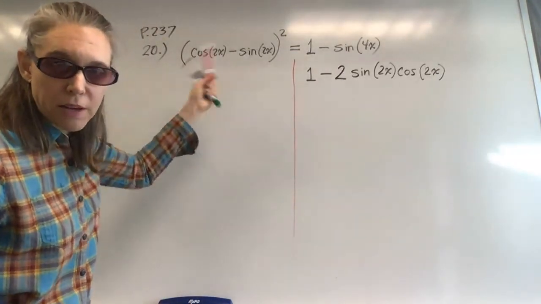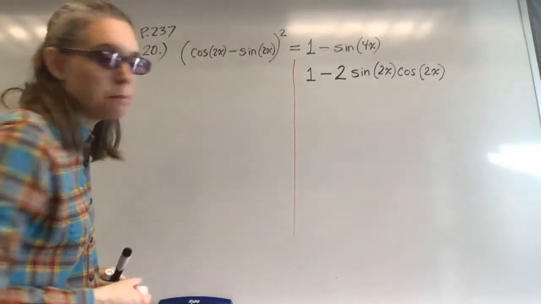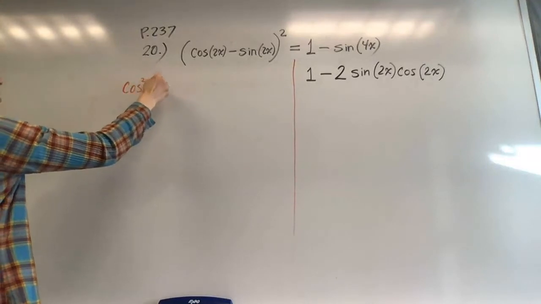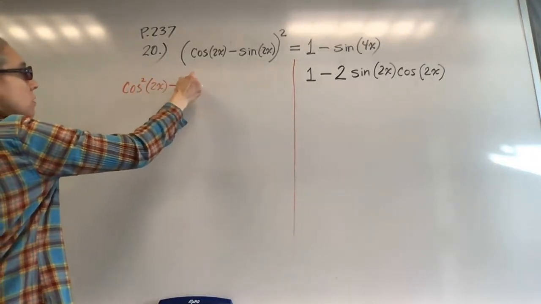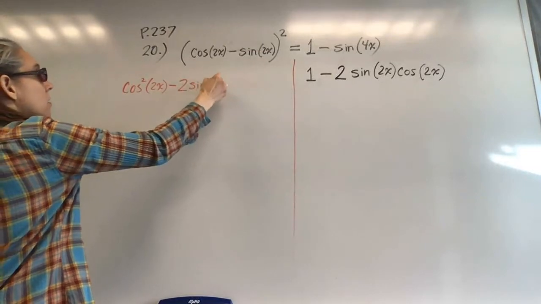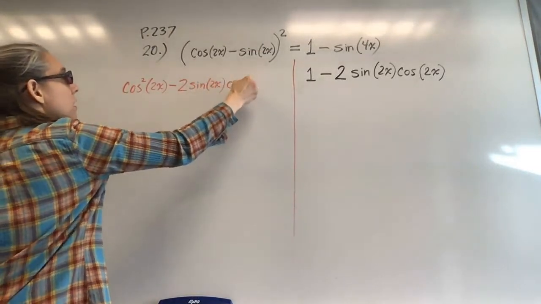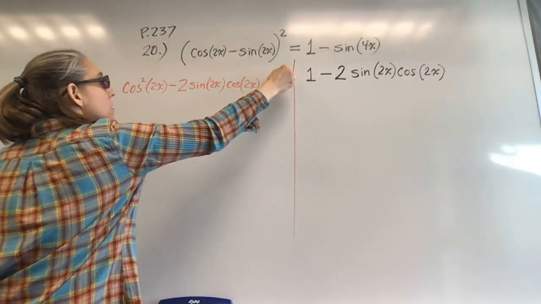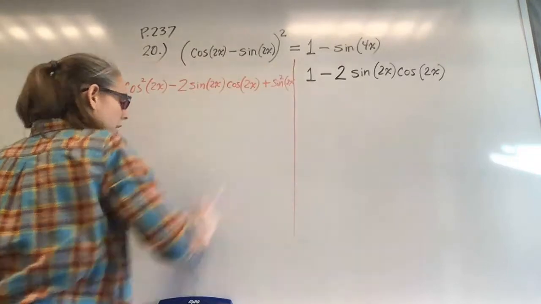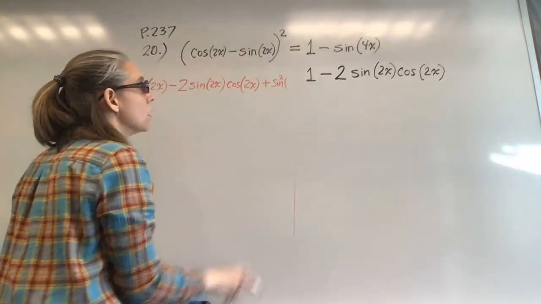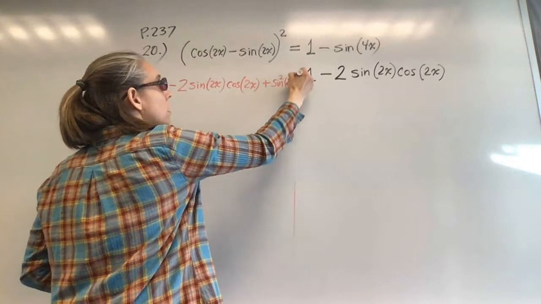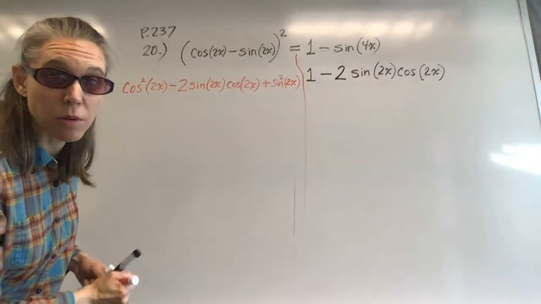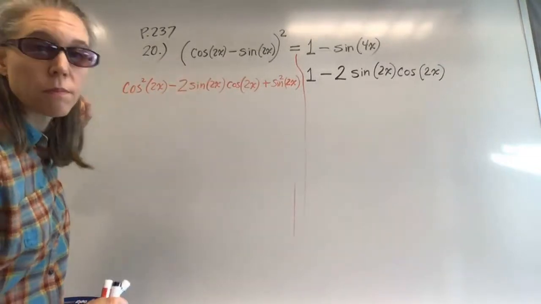I'm squaring a binomial, so I should get a trinomial, right? I end up with cosine squared 2x minus 2 sine 2x cosine 2x plus sine squared, okay, I ran out of space here, hold on, sine squared 2x. I guess I could have written it backwards. That would have been more strategic.